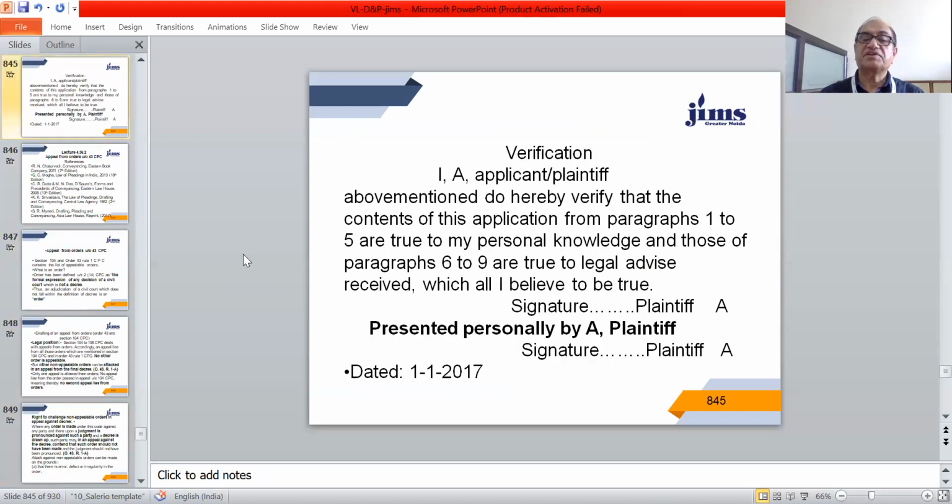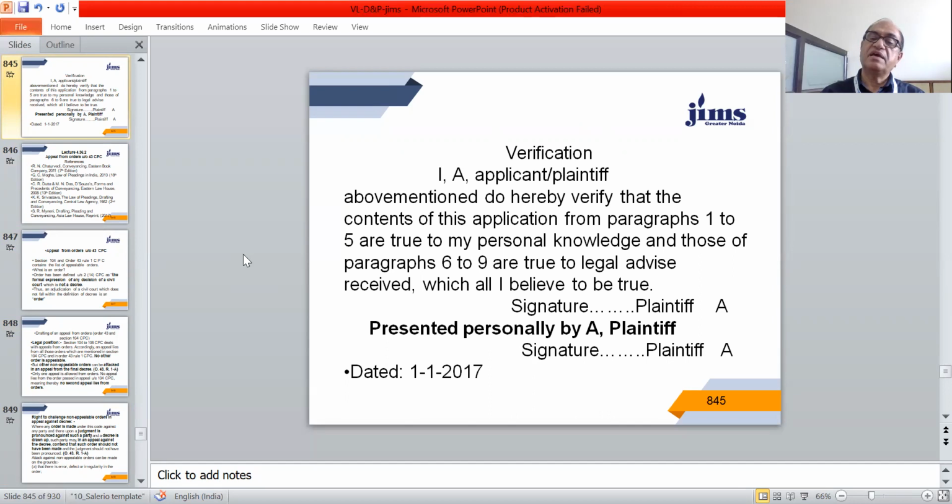Then now verification is required. Center heading will be verification. I, A, the applicant plaintiff above mentioned, do hereby verify that the contents of this application from paragraph 1 to 5 are true to my personal knowledge, and those of paragraph 6 to 9 are true to legal advice received, which all I believe to be true.